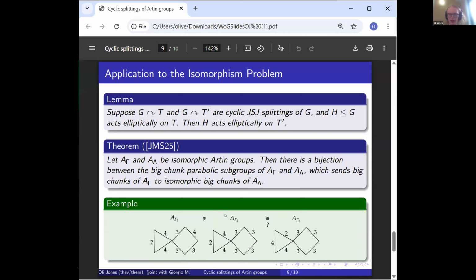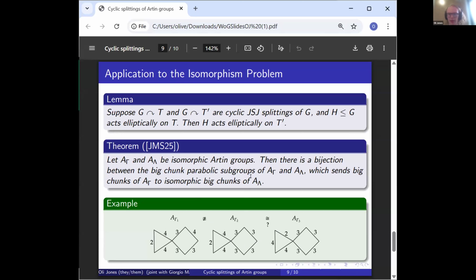So that's a positive thing we can do, but there's still things left that we'd like to distinguish and can't. So if we look at this A gamma 2 and A gamma 3, what we've essentially done here is slid this 3, 3, 3, 3 square along the edge labeled by 4. And this is sliding along an even edge, not an odd edge. So conjecturally, these two Artin groups should not be isomorphic. But our main theorem can't distinguish these two things from each other because the isomorphism types of the big chunks are the same on both sides. We have the 3, 3, 3, 3 square and the 2, 4, 4 triangle.